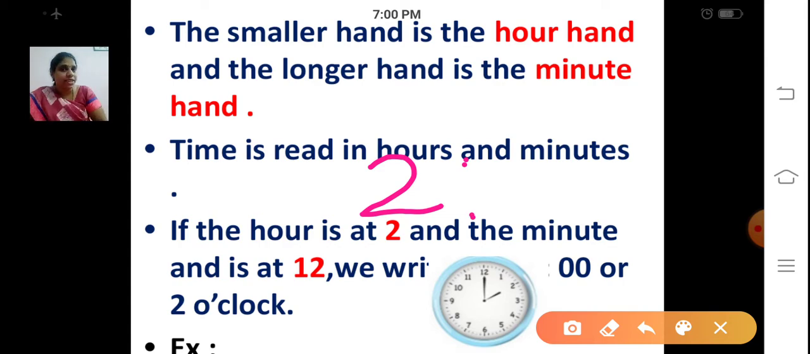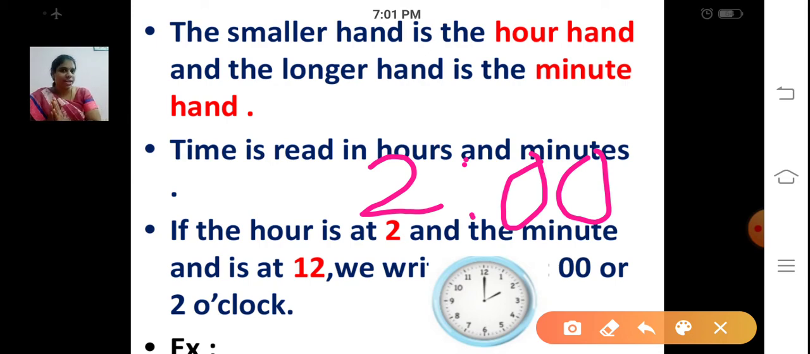How will you calculate minutes? If the minute hand is at 12, it means 00 minutes. So what is the time now? 2 o'clock. While writing, we will write like this: 2 colon followed by 00, as the minute hand is at 12. As the smaller hand is at 2, the time is 2 o'clock, and the minute hand at 12 means 00 minutes. So now the time is 2 o'clock.